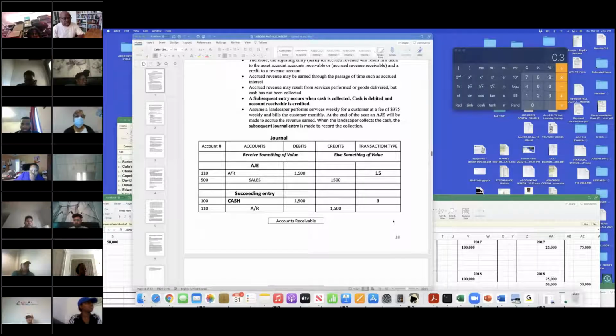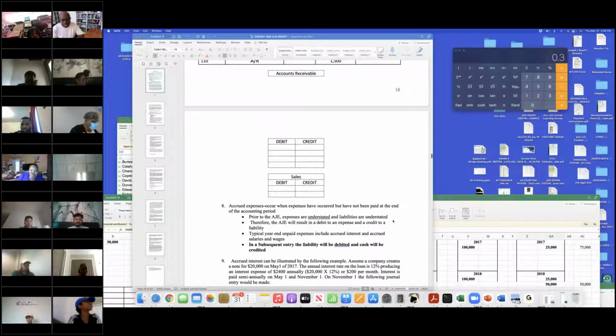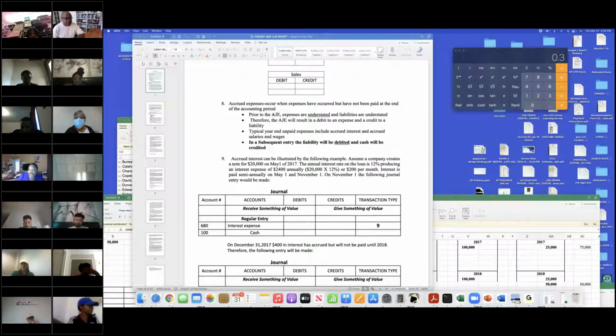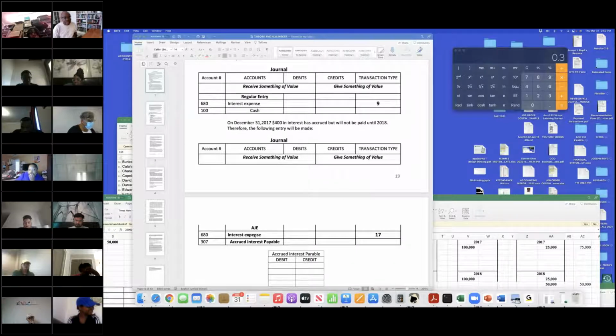Let's move on to accrued expenses. Sometimes expenses occur and we haven't paid them yet. But when the year end comes, if there are any accrued expenses, we've got to recognize them. And there are two types. One is accrued interest, and the other one is accrued salaries and wages and other expenses. When we make an accrual, we're going to debit the expense and credit a payable. This is the AJE that we make at the end of the year.